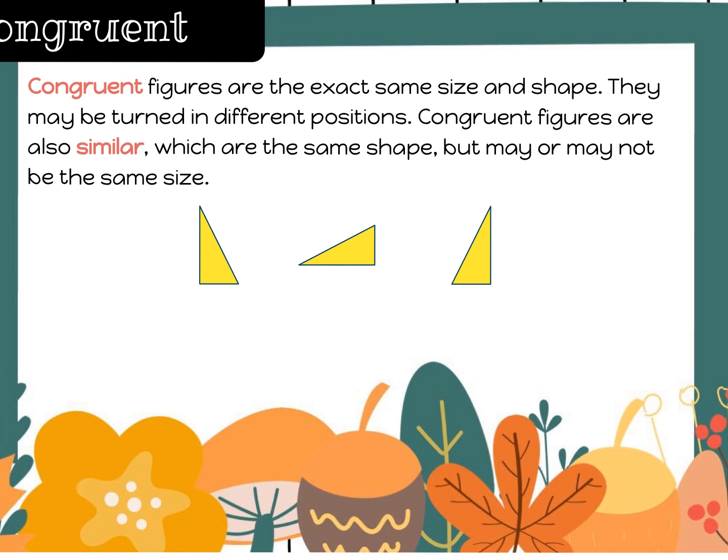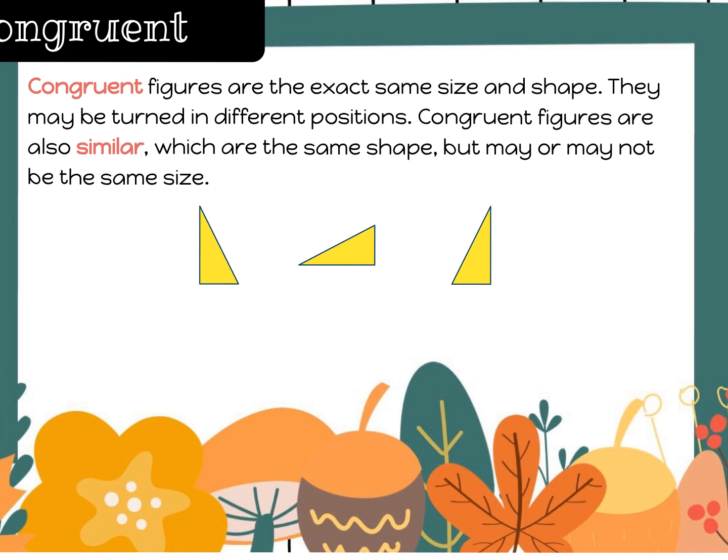Congruent. Guys, we're moving on. Congruent figures are the exact same size and shape. Okay? Exact same size and shape. So if I have 2 shapes that look identical, we would call them congruent. They may be turned in different positions. They could be flip-flopped. They could be mirrored, but they're the exact same size and shape.